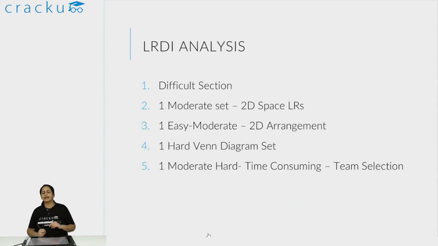So with LRDI analysis, this was again a difficult section, but here what I would say is that there were two moderate sets and two difficult sets. The 2D space LR was where you had to enumerate the cases, where you had to fill the grids and all. It was a moderate set, easy to moderate. Essentially, there were questions within that set which would be easily solved. Some of the questions within that set would take more time to solve. But if you were doing this set, you could easily solve 3 questions of this set.